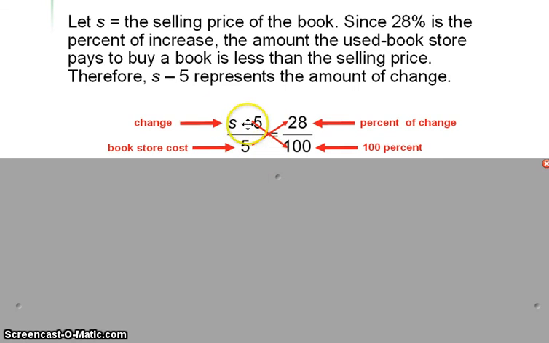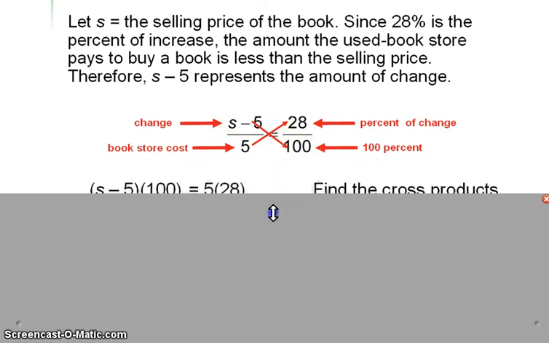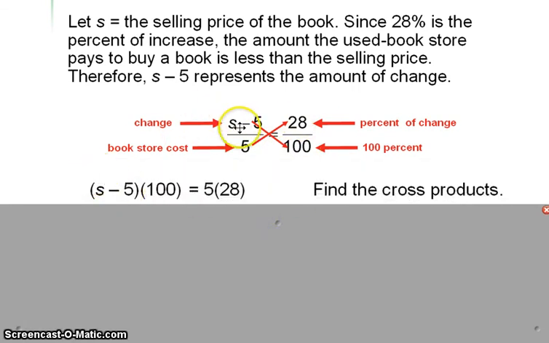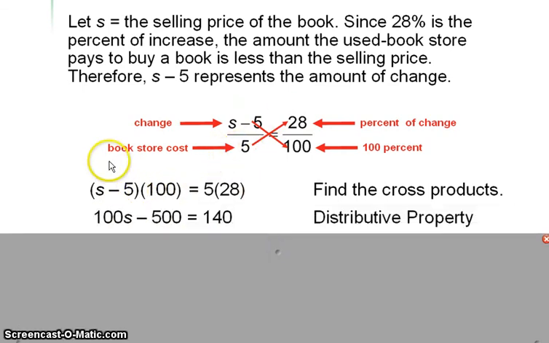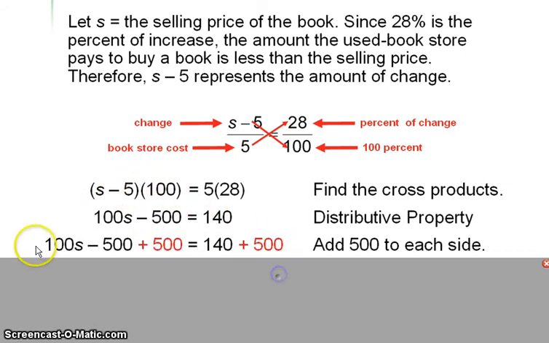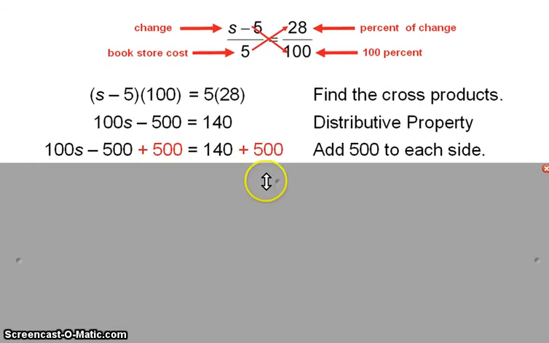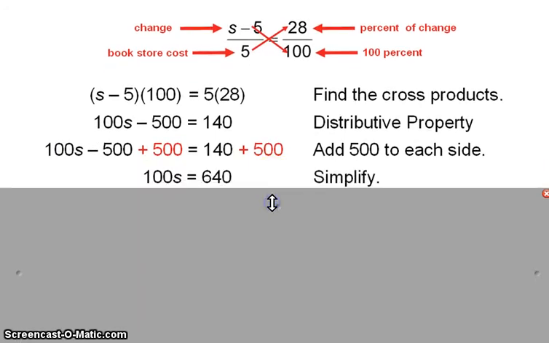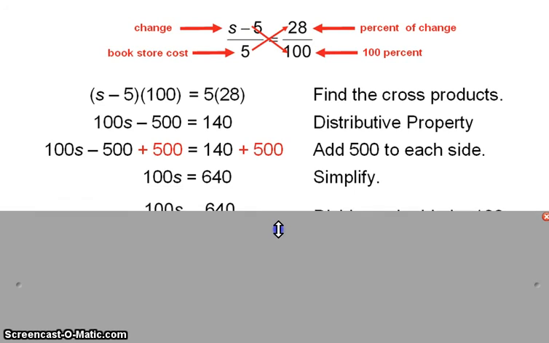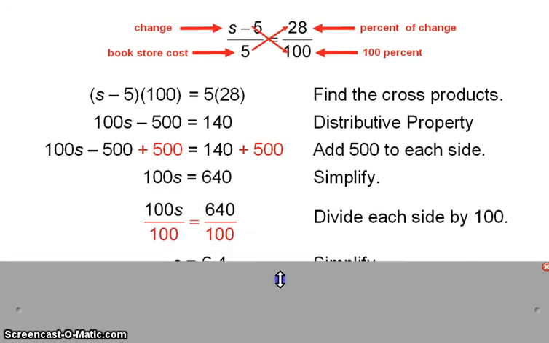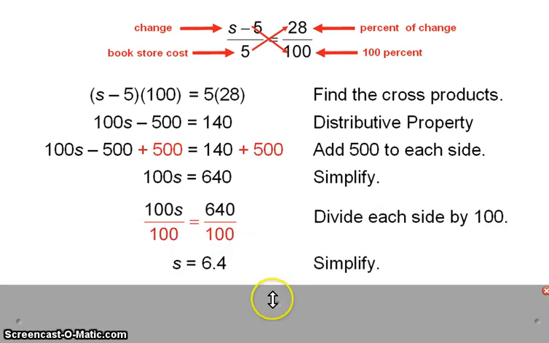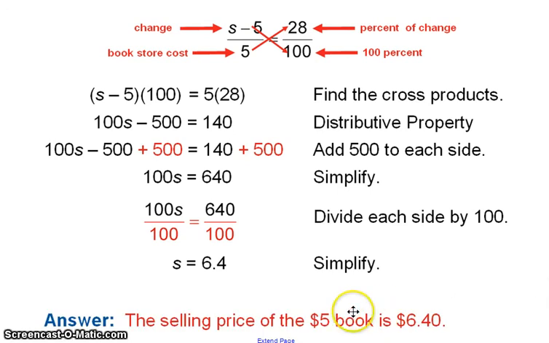Okay, so we do our cross products. This is what we end up with. S minus 5 in parentheses times 100, then 5 times 28. We simplify. Okay, we do the distributive property here, 100 times S, 100 times 5. We're going to add 500 to both sides. We get 100S equals 640. Then we're going to divide both sides by 100. And we get 6.40. Okay, so what that means is the selling price of the book is $6.40.